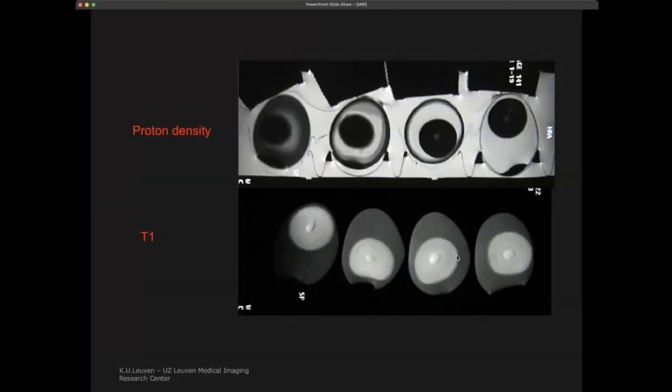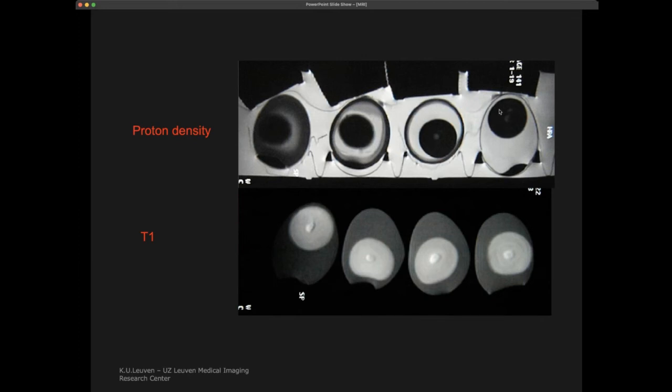Okay, so here again is an example of how these different things can look. If we look at proton density, for example, what you will see is that we can really look at the water content. So the more water, so this is the unboiled egg, the higher the signal will be. The more cooked, the lower the signal will be.